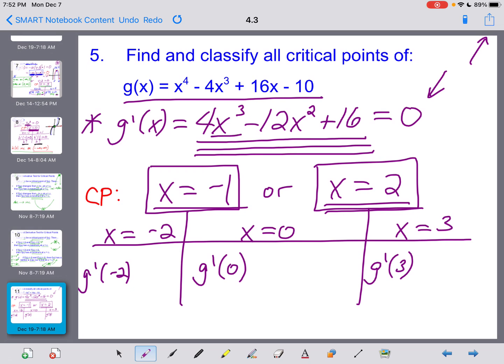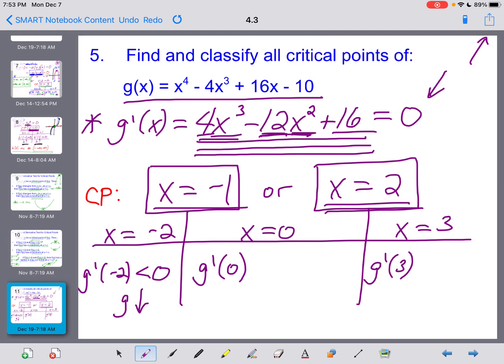-2 cubed is -8. -8 times 4 is -32. -2 squared is 4, times 12 is 48. So we're at a negative 32 minus 48. That takes us down to a negative 80. Negative 80 plus 16 is a negative 64. Remember, I don't really care about the value. I only care about the sign. But that number is going to end up being negative, less than 0, which tells us that g is decreasing on that interval.